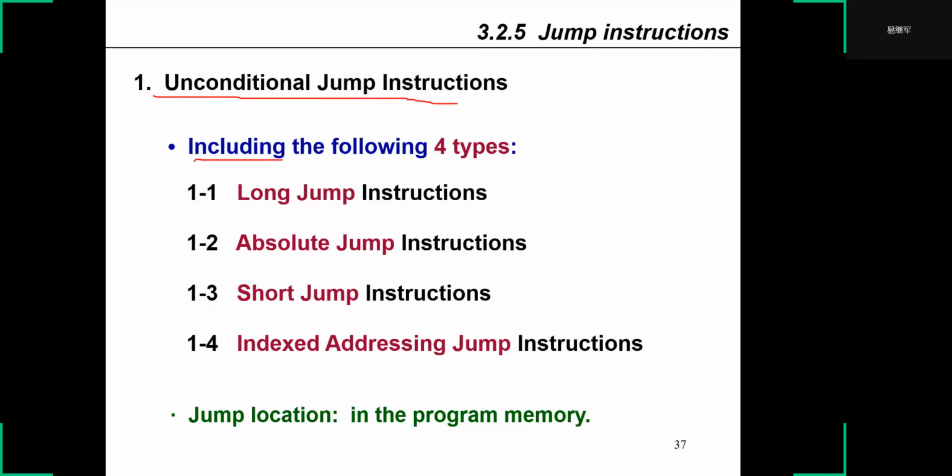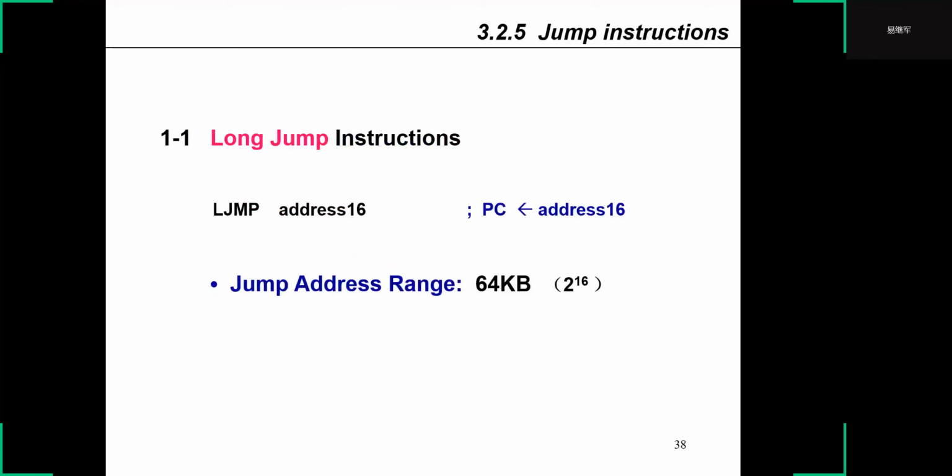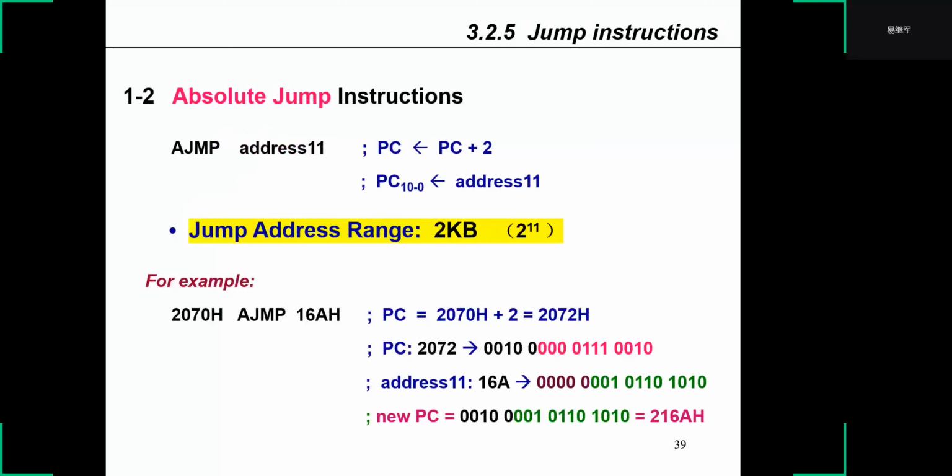Unconditional jump, including the following four types: long jump, absolute jump, short jump, and indexed addressing jump. Long jump, LJMP, has an address range of 64 KB, covering all of the memory, with a 16-bit address. AJMP, absolute jump, uses an 11-bit address, so the address range is 2 KB.